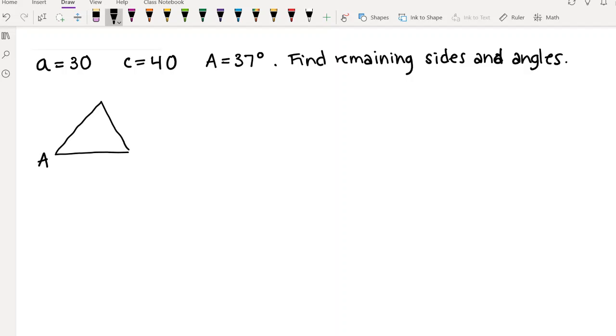So let's say this is A. This angle here is 37 degrees. And then we know the side that's across from it is supposed to be a length of 30. Then let's call this angle B. That one we don't know. And this angle C, that one we also don't know. But we do know that the length of side C is 40. And then here we have side B.